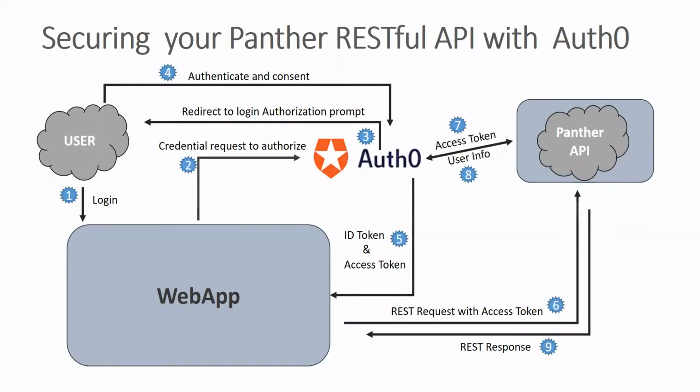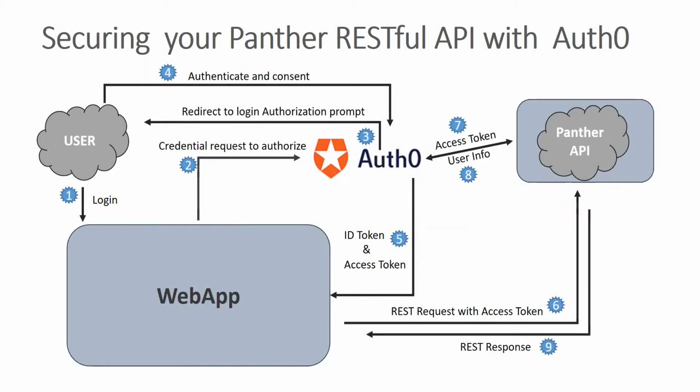So this is the architecture diagram of securing your Panther RESTful API. Here you can see the web app, which will be talking to Auth0 for making requests. When we get the access token, we will make use of it for making the REST calls to the Panther API. So this is a cyclic process which goes on, and Auth0 is acting as a middleware here.